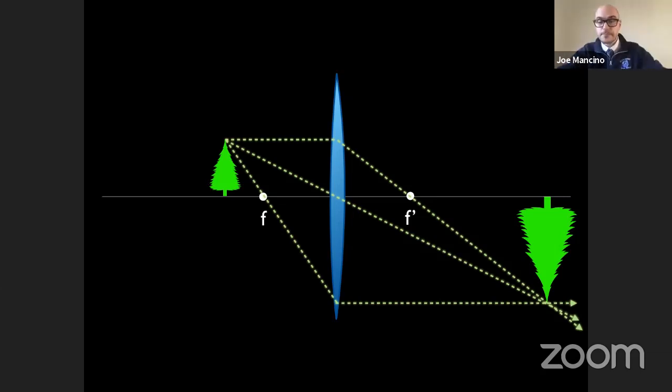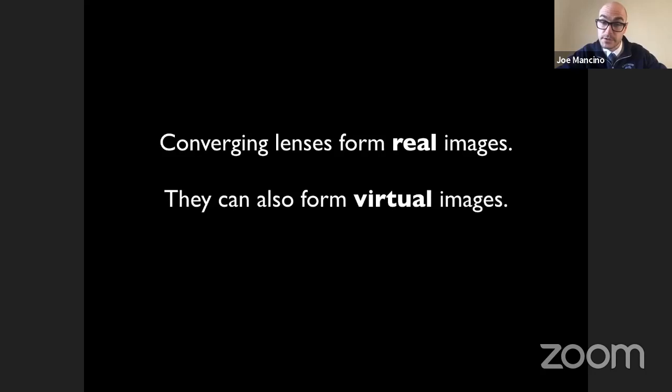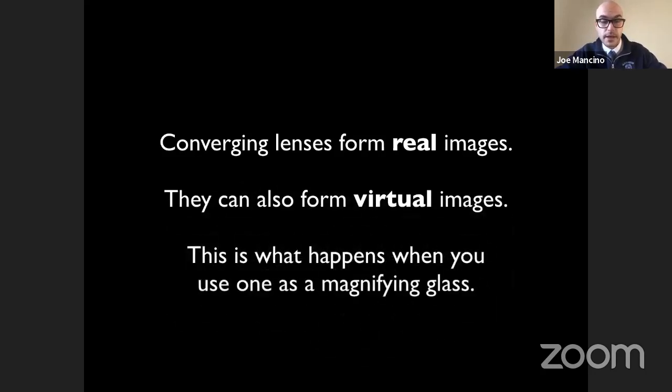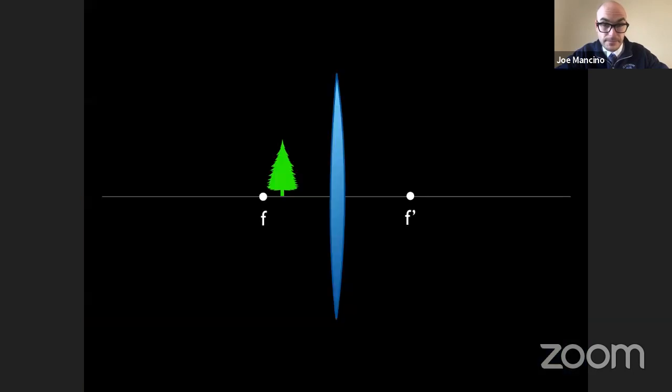very far away. So converging lenses can form real images, projectable images like that, but they can also form virtual images. That's what happens when you use a converging lens like a magnifying glass. So in this example, the object is closer than one focal length. It's pretty close to that lens. Think about when you use a magnifying glass, you hold the magnifying glass close to the thing that you're magnifying. The same rules apply. It's easy to draw the first two rays.